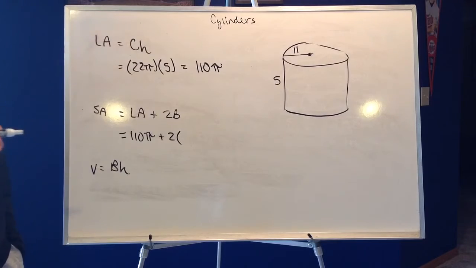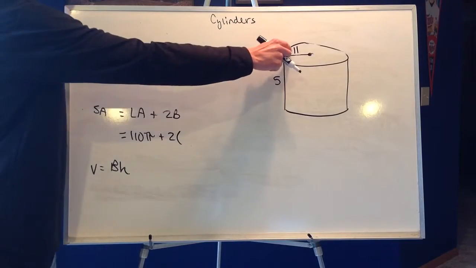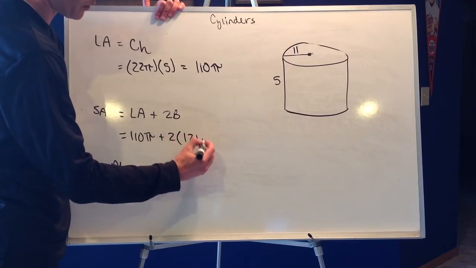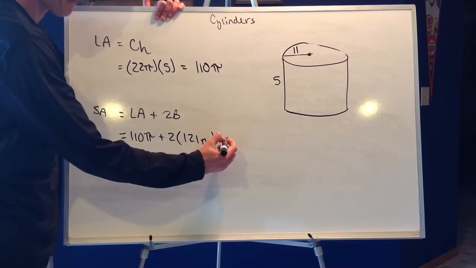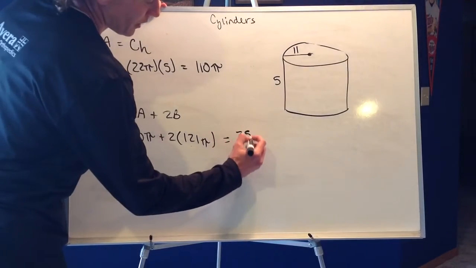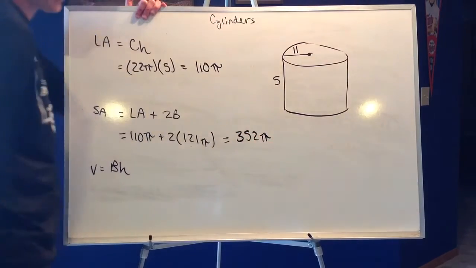Again, area is pi r squared. So if 11 is my radius, I square that, I'd end up with 121 pi. Put the regular numbers in the calculator and you'll end up with 352. And then again, just attach the pi at the end.